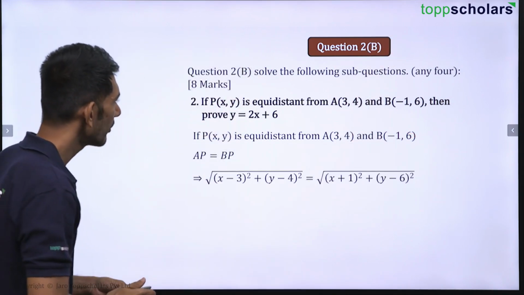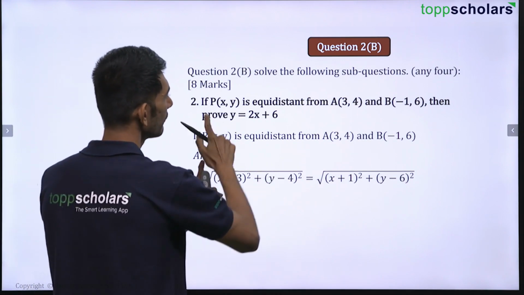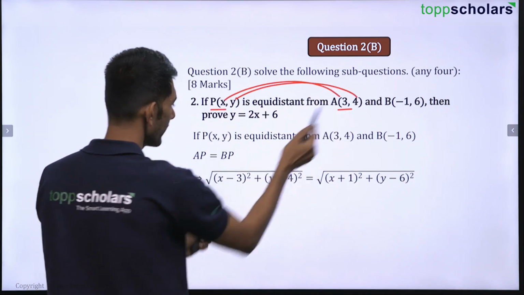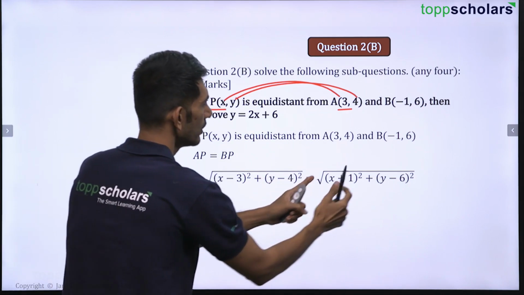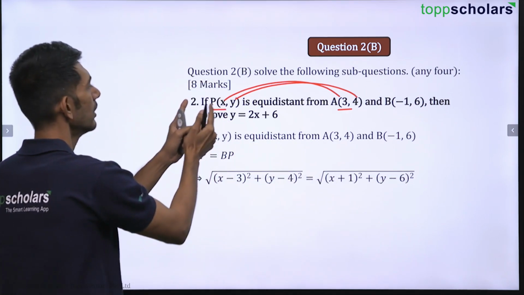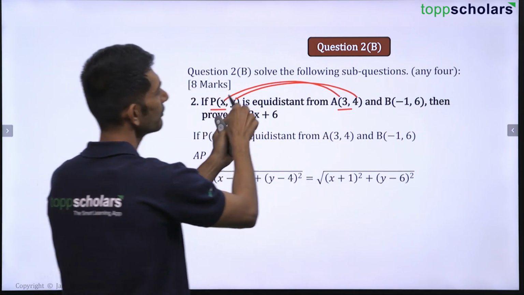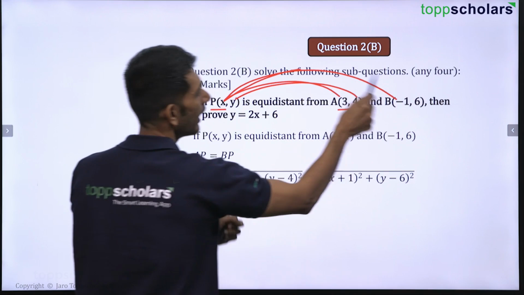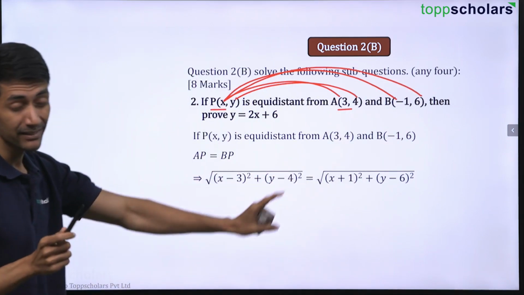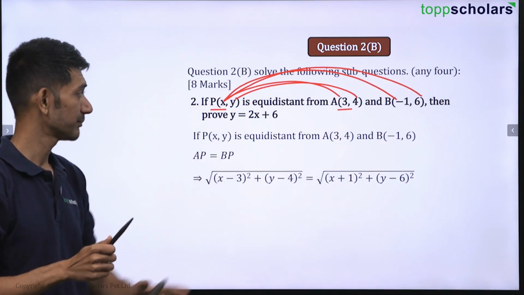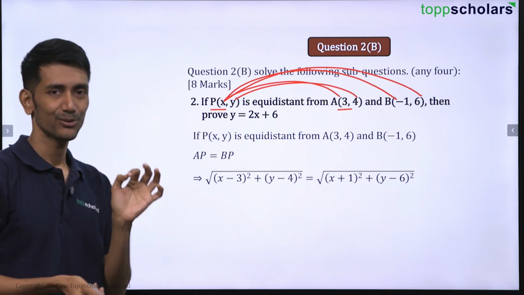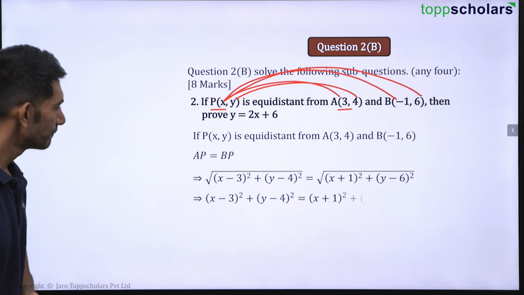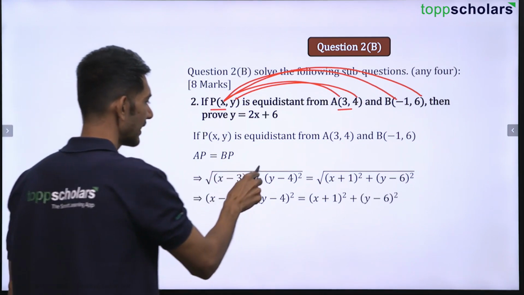So apply the distance formula. If I apply the distance formula for AP, that will be the square root of x minus 3 the whole square plus y minus 4 the whole square, is equal to, for PB, x minus minus 1, that is x plus 1 the whole square, plus y minus 6 the whole square. Okay. Take square on both the sides. The square root gets cancelled after taking the square.